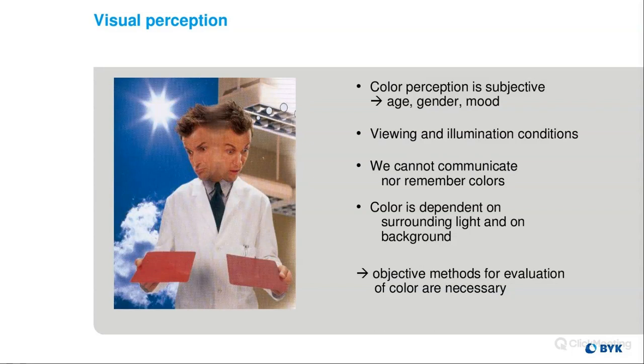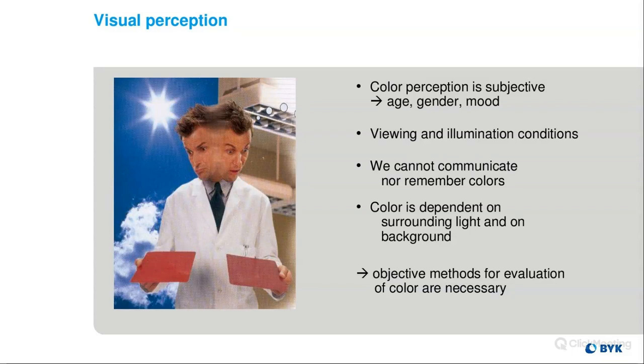Very important is the viewing and illumination conditions. So what angle you're viewing that sample at, what light source you have, where the light source is coming from, what angle the light source is coming from. It's also important to know that we cannot communicate nor remember colors. So if you have two colors side by side and then you were to switch them quickly, it'll take us a little bit to look at those colors again and decide which one we originally thought was redder or lighter or whatsoever.